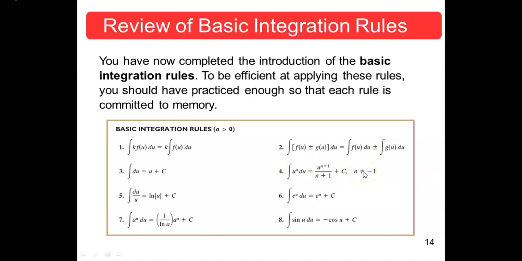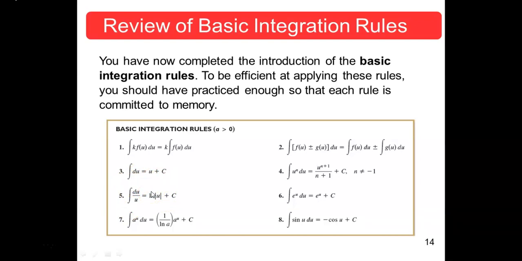But this only works if n is not equal to minus 1. And of course, if n is 0, then we're left back with something like this. So du over u, so 1 over u. The integral of that is ln of absolute value of u, depending on what your bounds were for u.